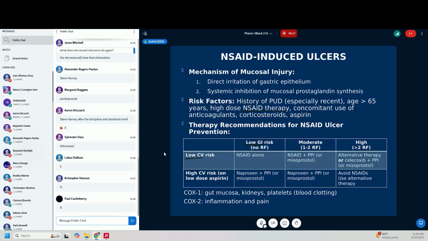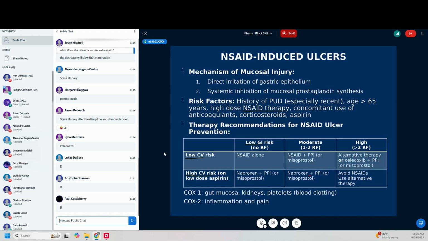Now, for your high CV risk, you're just going to go through and read the chart the same way. If I have a high CV risk, I'm taking low-dose aspirin every day because I had some type of cardiovascular event, whether that was a stroke or heart attack. Sometimes we'll throw aspirin on for them. So I'm going to try to keep them with naproxen as their NSAID, and I'm protecting them no matter what their risk factors are.